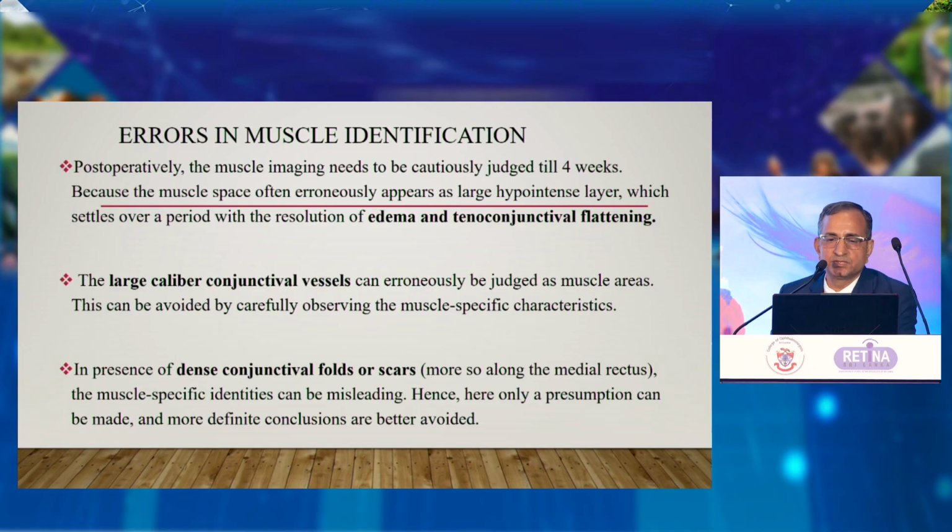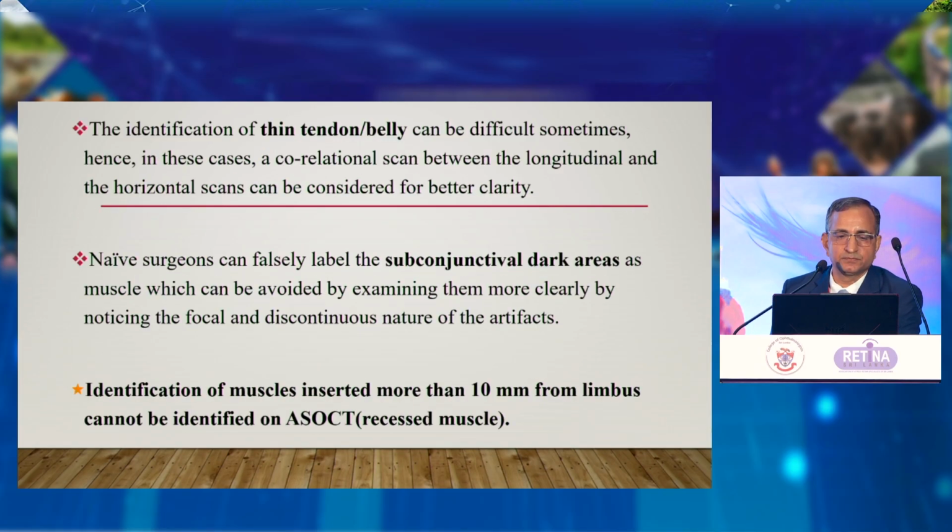Postoperatively, the muscle image needs to be closely judged until 4 weeks, because the muscle space often anomalously appears as a large hypodense layer, which settles over a period of time with resolution of edema and conjunctival flattening. Then the presence of vessels and dense conjunctival folds is scarce. They interfere in identification of the muscles.